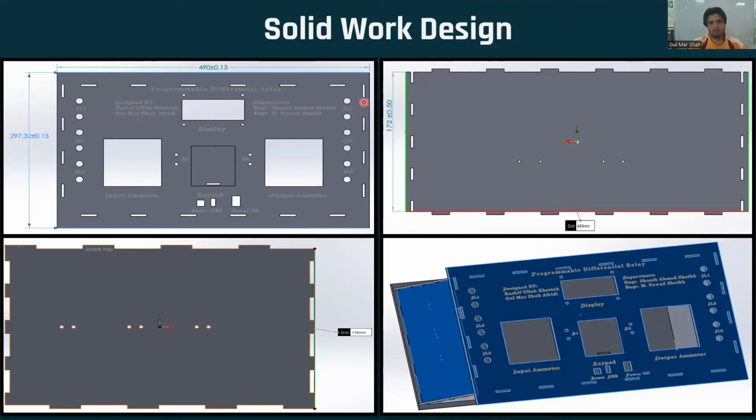After testing successfully, we moved to SolidWorks design in order to give a proper shape to our differential relay. And this is the final shape of our differential relay in Fortis, where we have a symbol, the front view, back view, and top view.